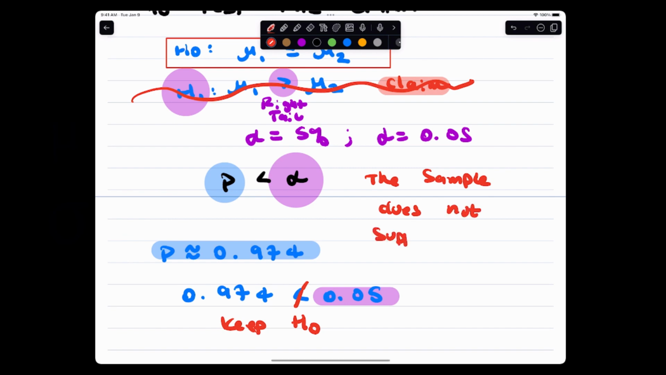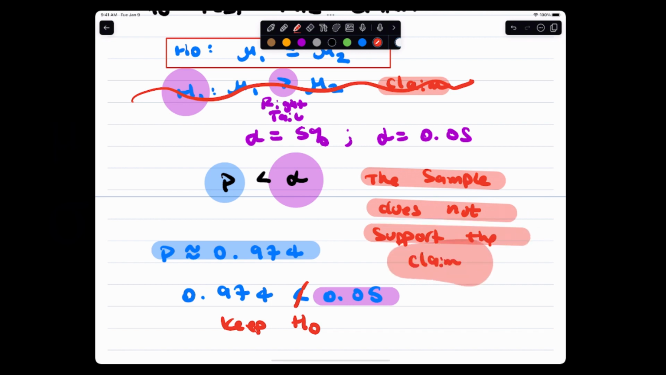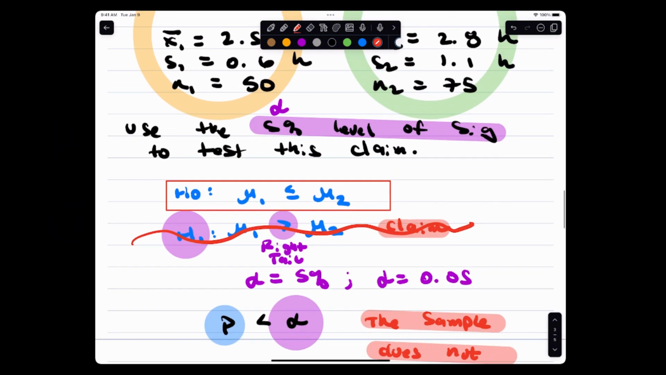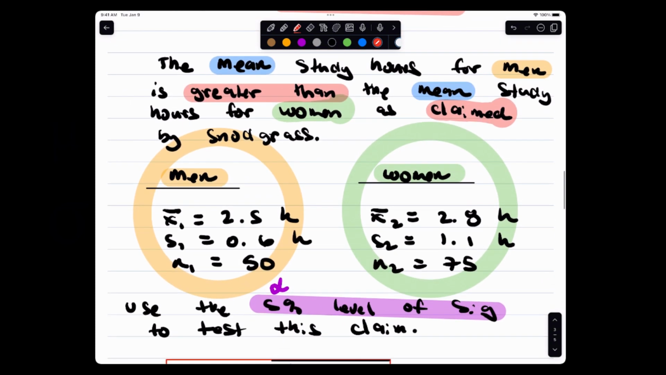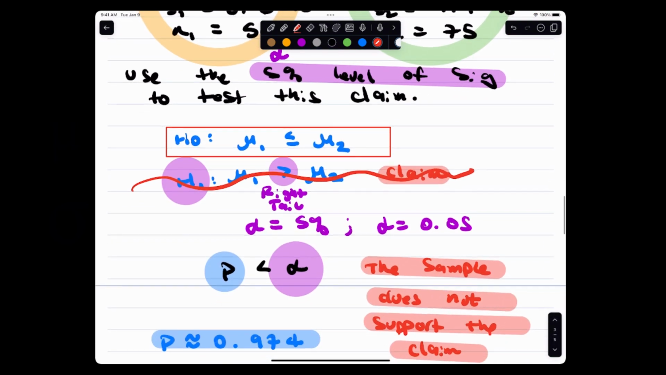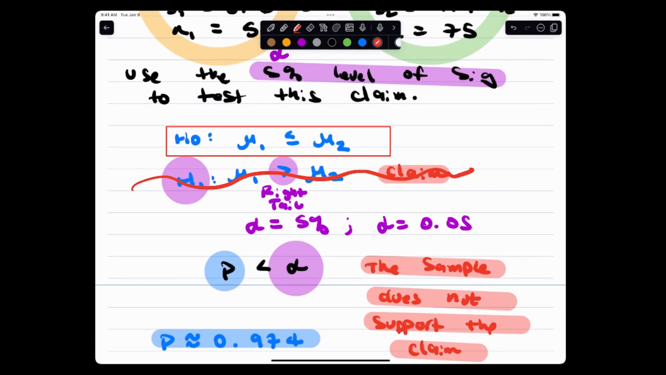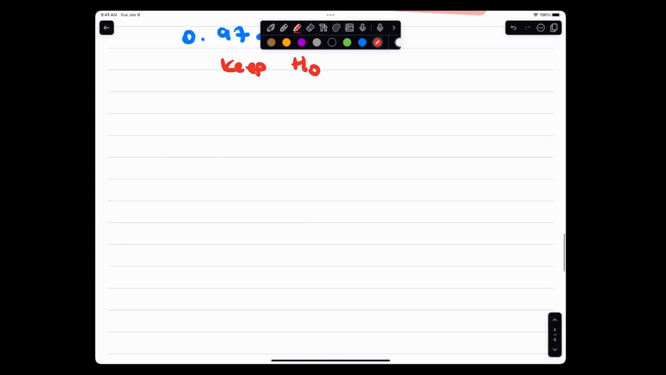So this sample suggests that, ladies and gentlemen, here's your conclusion. Sample does not support the claim that the mean is less than or equal to mu2. So, yeah, the mean study hours for men is greater than the mean study hours for women. No, that's not the case. There it is. What do you guys think? Isn't that interesting? That was pretty interesting.